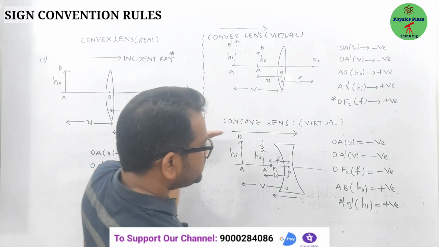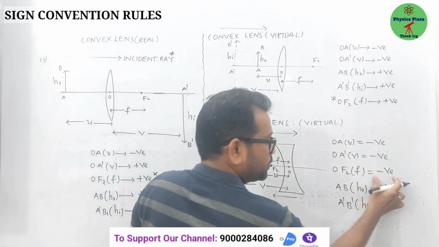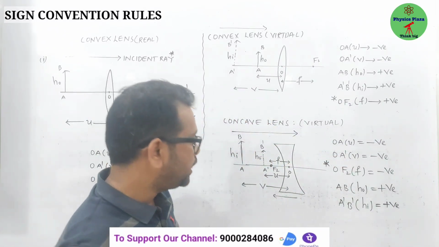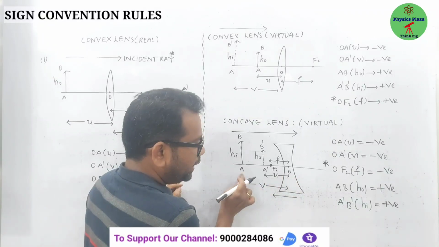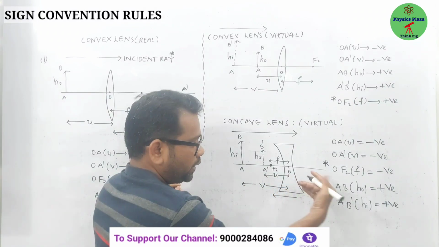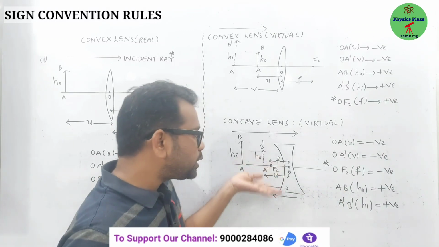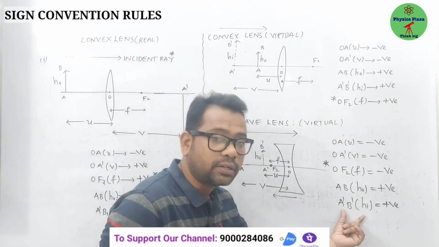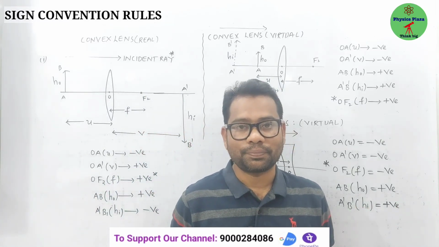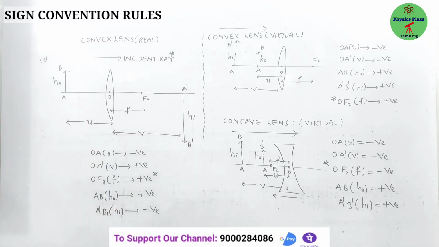The incident ray is going right side. We are measuring left side, so the opposite direction. So negative. The focal length of a concave lens is always negative. And the object distance O to A, opposite direction, negative. The image is on the left side, O to A dash, in this direction we are going, negative only. Object height above the principal axis, positive. Image height above the principal axis, positive. So these are the sign convention rules. Is it clear? Fine.